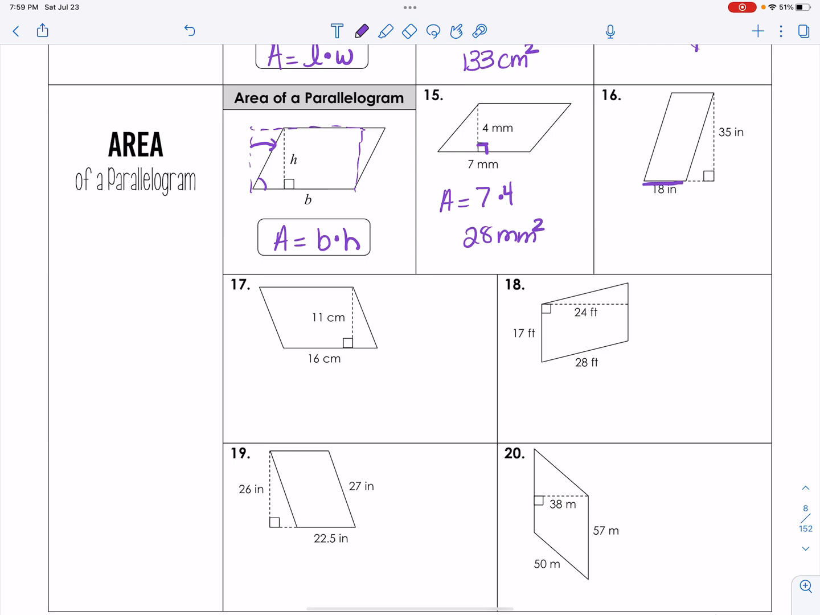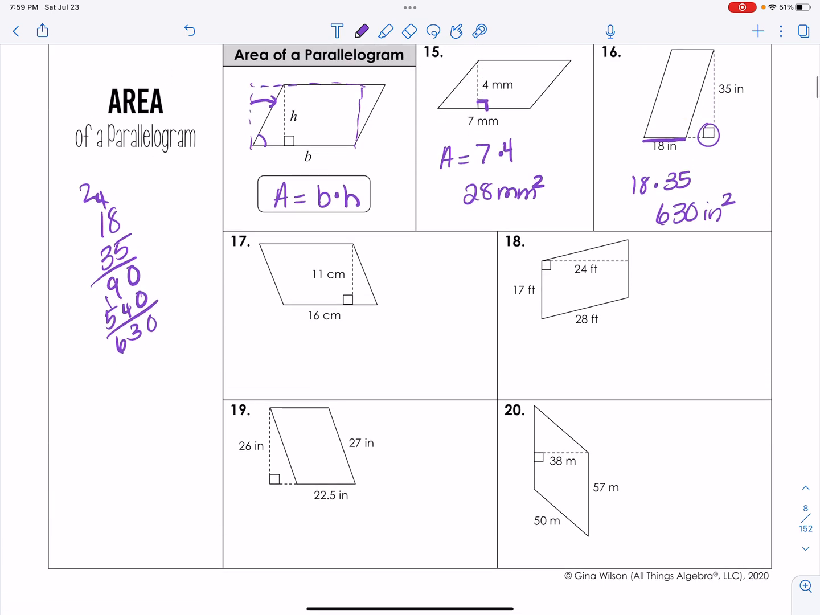The base is here, it's 18. The height is 35. Because you're going around this, if I come over here, 18 times 35 is 630 inches squared. Okay, I would like you to take a second and do 17, 18, 19, and 20.